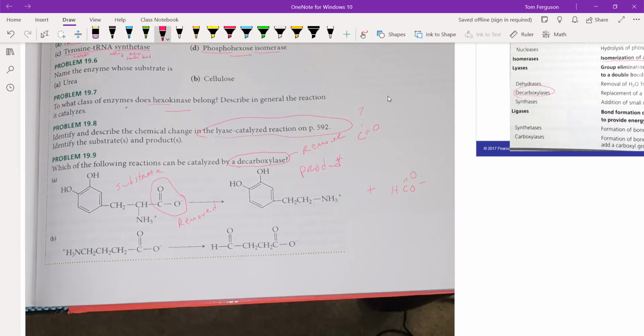Okay, part B. Okay, we have, this is a non-standard amino acid. And what's going on here? Well, amino group. The amine group is gone.